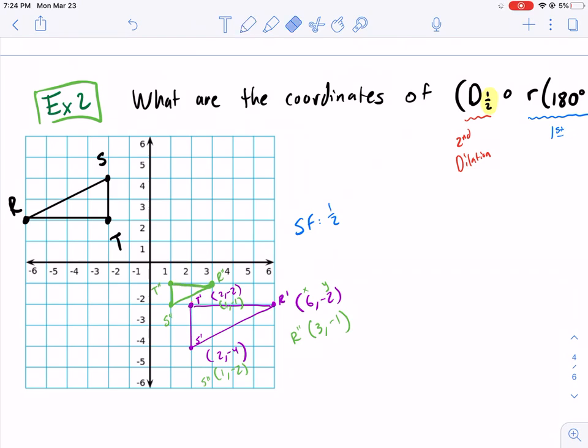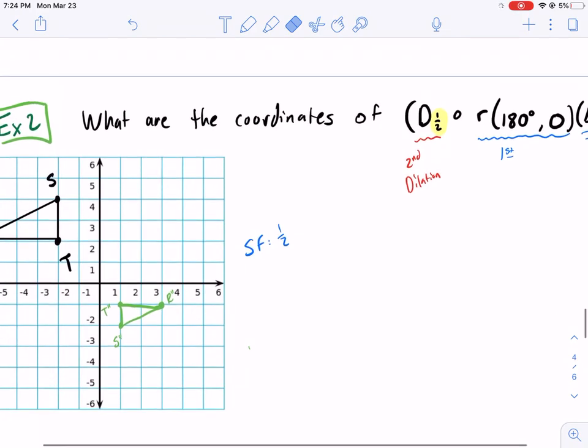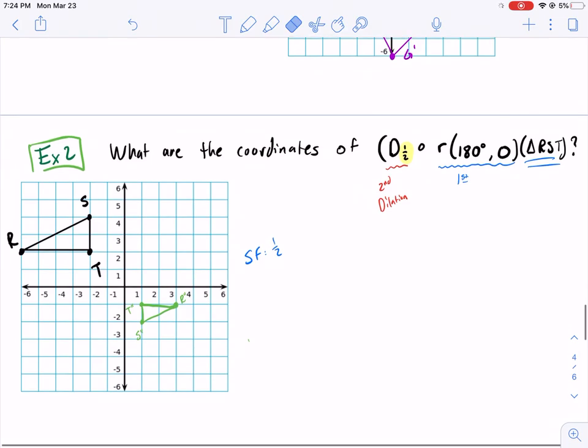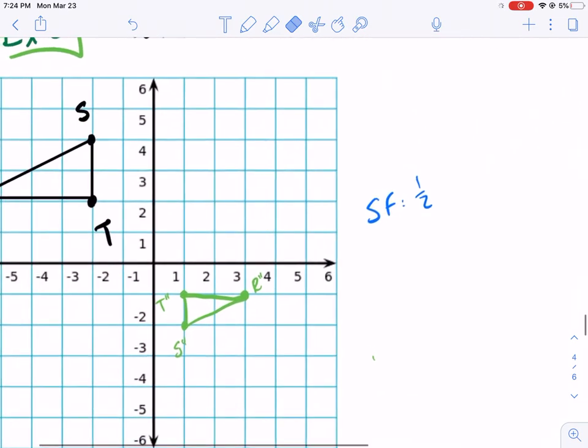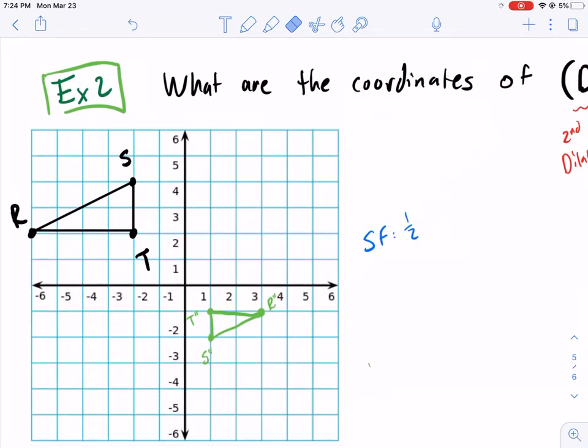Now, I probably should erase my purple just so I don't get confused about which one is my answer, because when I have a composition, the only one that is important is the final result after I do both of the transformations. So it does a rotation, then it dilates and has a reduction, and this is my final answer.